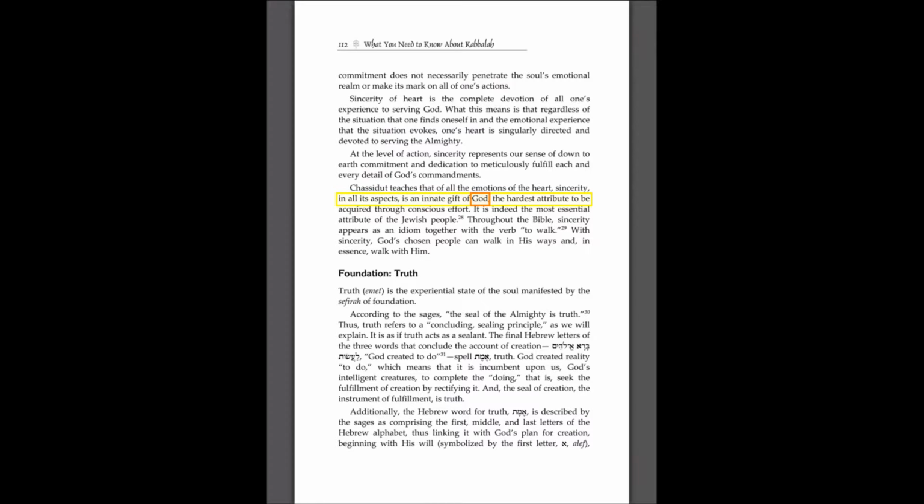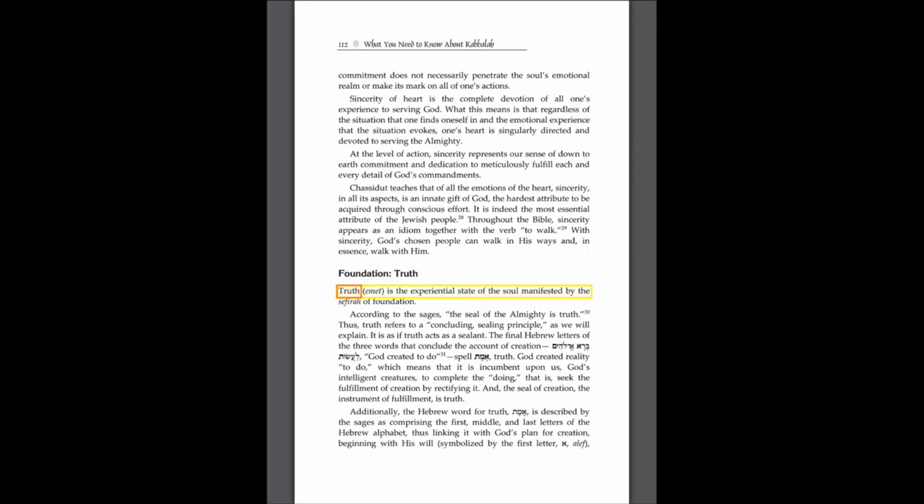Chassidut teaches that of all the emotions of the heart, sincerity, in all its aspects, is an innate gift of God, the hardest attribute to be acquired through conscious effort. It is indeed the most essential attribute of the Jewish people. Throughout the Bible, sincerity appears as an idiom together with the verb to walk. With sincerity, God's chosen people can walk in His ways and, in essence, walk with Him.